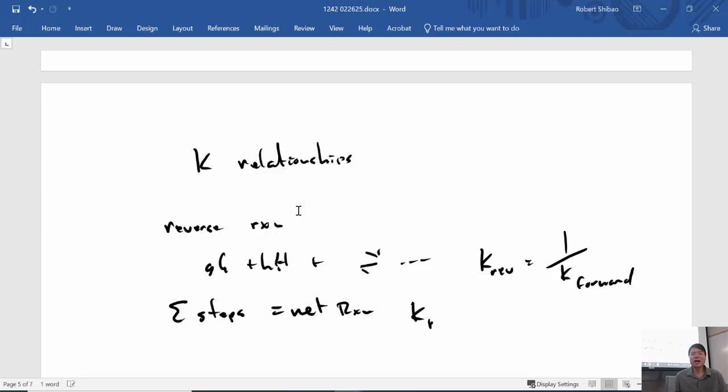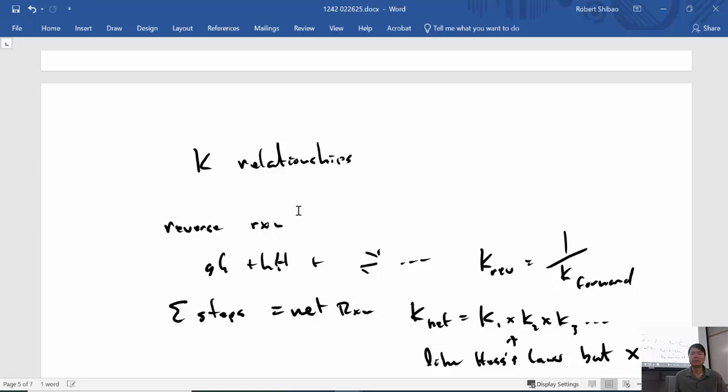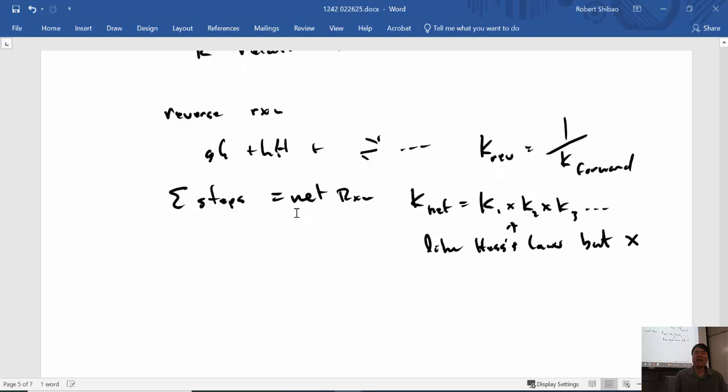And K for the net reaction is going to equal K1, which is step 1, times K2 times K3. So this is like Hess's law. This is Hess's law, but in Hess's law we add up the delta H's or delta U's. But for equilibrium constants we multiply. Like Hess's law, but multiply, not add.